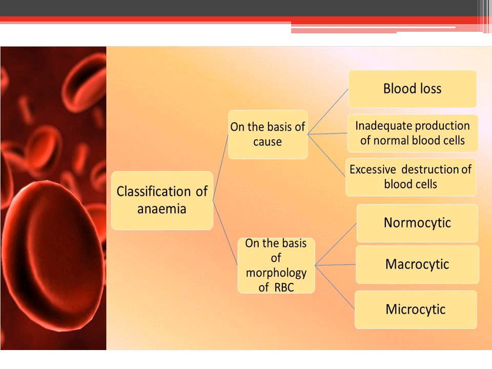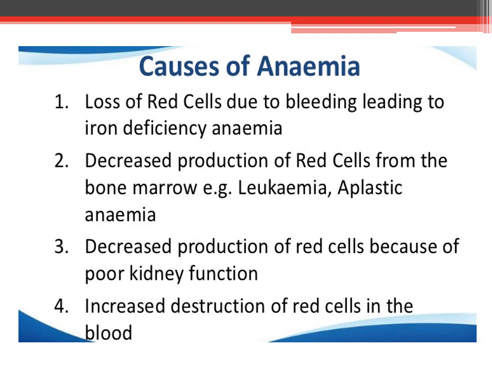Now, based on the cause means what? Why do we have this lack of blood cells? It could be related to any sort of blood loss, injury, or bleeding, and it could also be related to inadequate production of normal blood cells. Again, that is related to your bone marrow functioning, and it can also be related to excessive destruction of these cells. So whatever red blood cells are being produced, for some reason they may be destroyed as well. And based on morphology, based on their structure, shape and size, it can be classified as normocytic, macrocytic, and also microcytic. We will learn about all of these in detail.